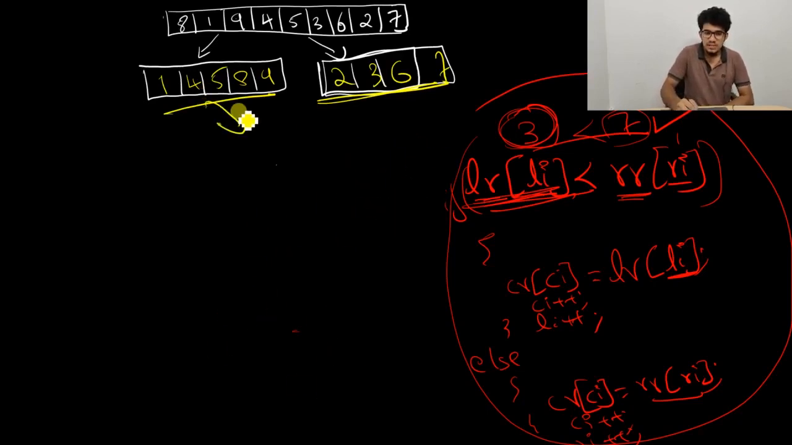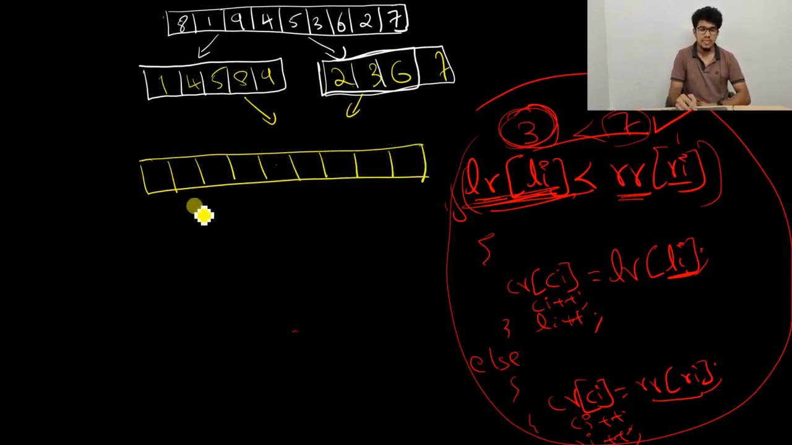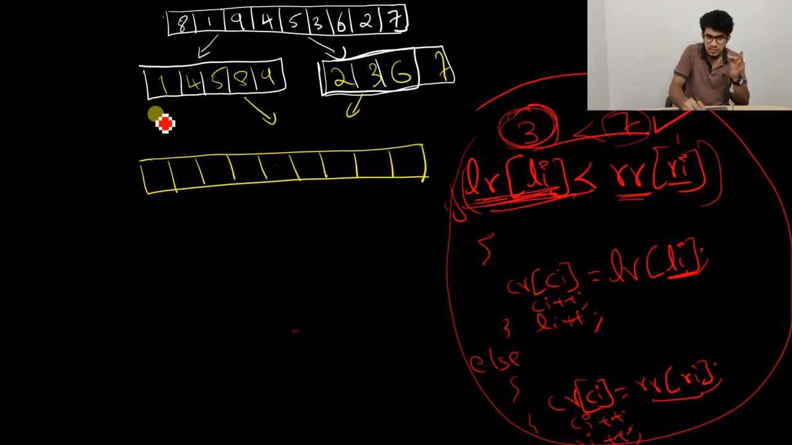So let's see. Merge. So the merge array should be what? Size of this array, that is 5, plus size of this array, 4. What is 5 plus 4? 9. So I have to create an array of size 9. 1, 2, 3, 4, 5, 6, 7, 8, 9. So we have to understand that there are many variables now. We have Li, we have Ri, and we have Ci.